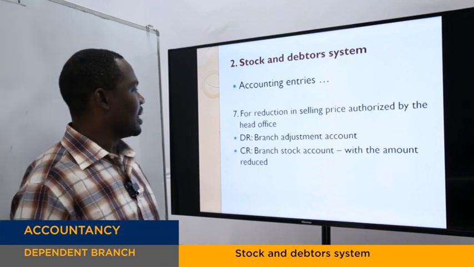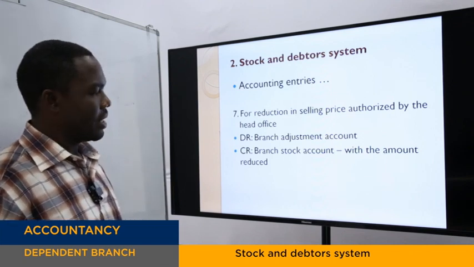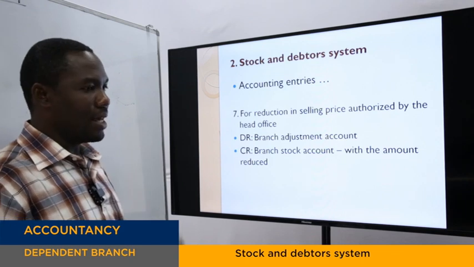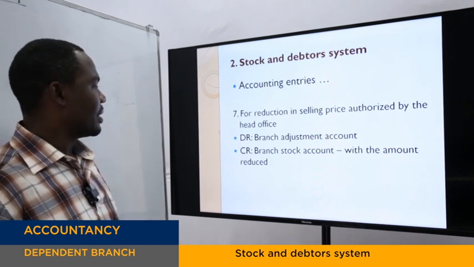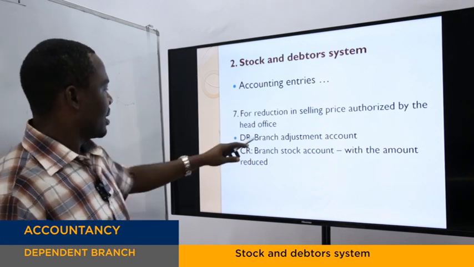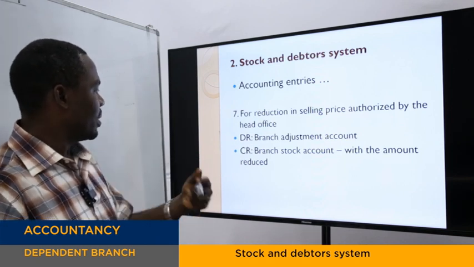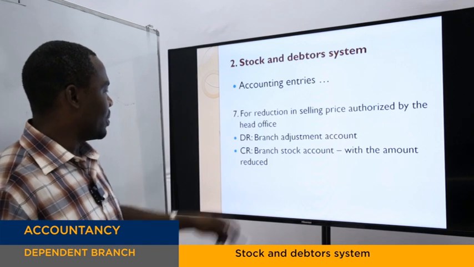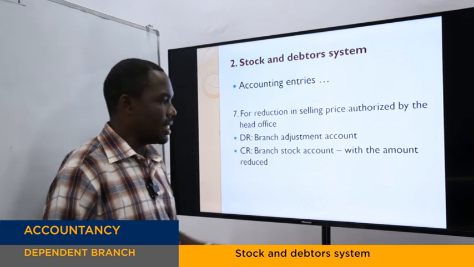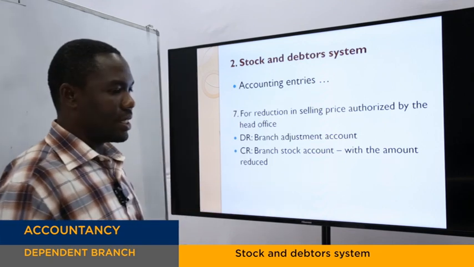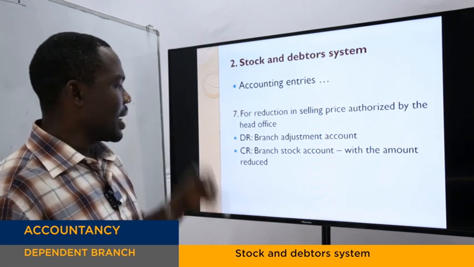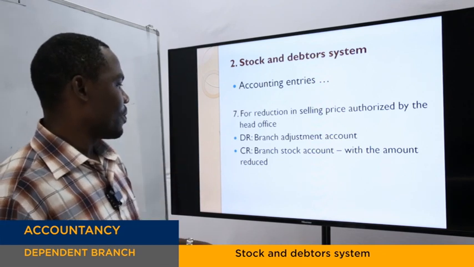So for reduction in selling price authorized by the head office, if the head office authorizes reductions, we debit branch adjustment account because this will be a loss in profit, and we credit branch stock account, but here with the amount reduced. And of course, even the memorandum system we use the same.